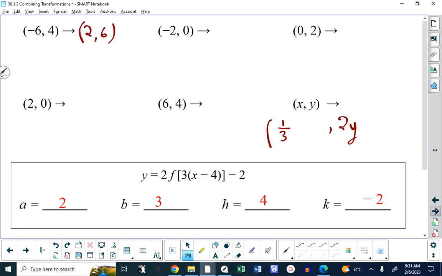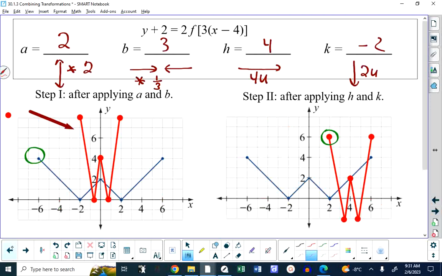In fact, if you take this negative 6 and multiply it by 1/3, I'm just going to write some scrap work down here. If you take that negative 6 and multiply it by 1/3, you get negative 2. And if you multiply that 4 by 2, you get 8. Negative 2 comma 8 is where the point landed after the stretches. Okay.